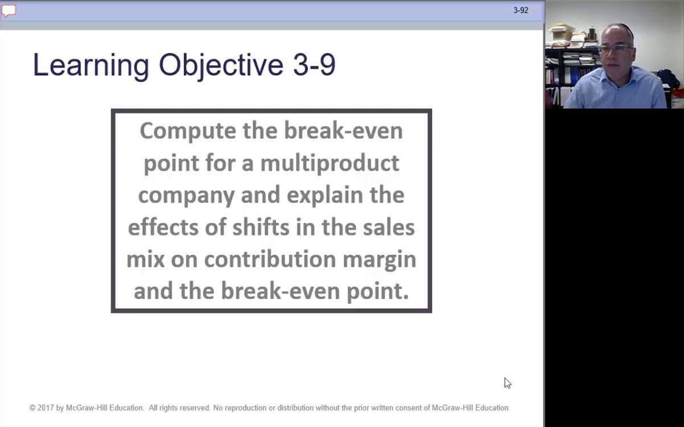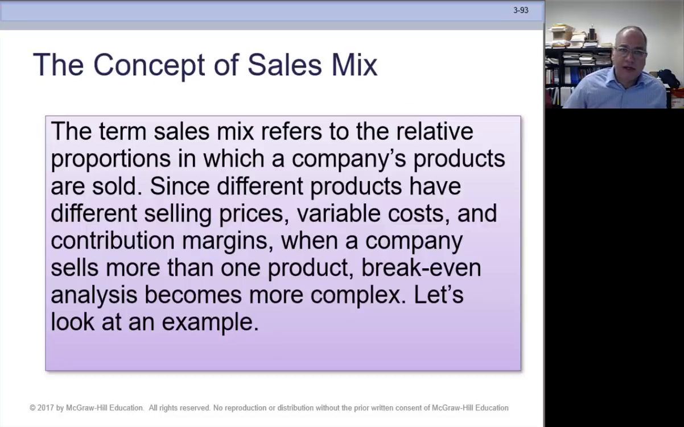Break-even point when you have more than one product. Most companies do sell more than one product. And how are you supposed to calculate break-even point and handle decision making when you have more products, what we call sales mix? The concept of sales mix refers to the proportion in which you sell your products.